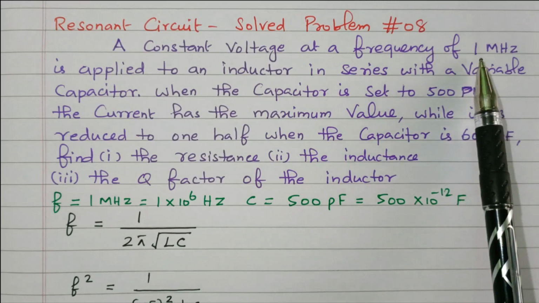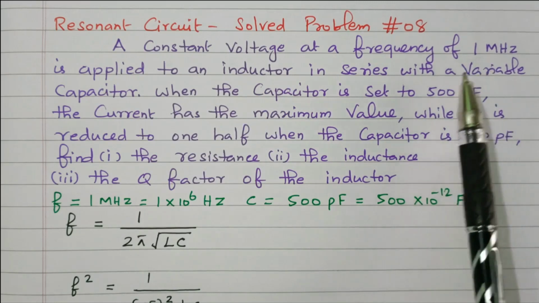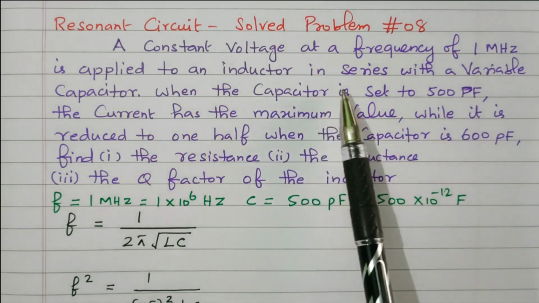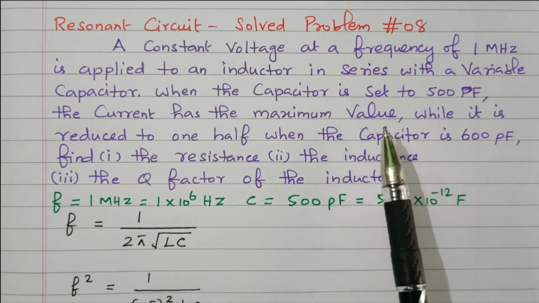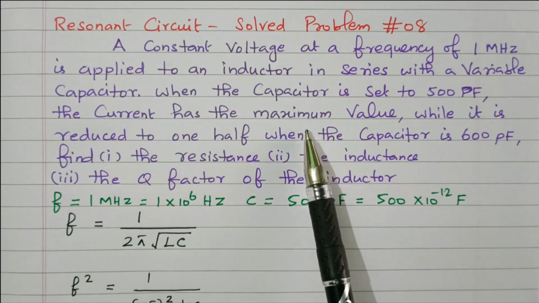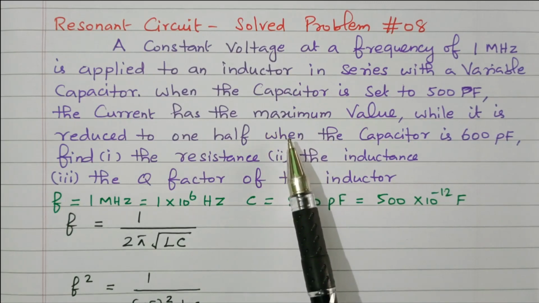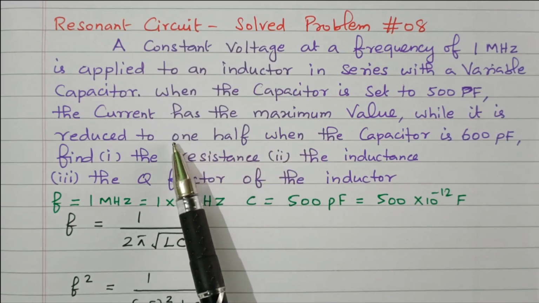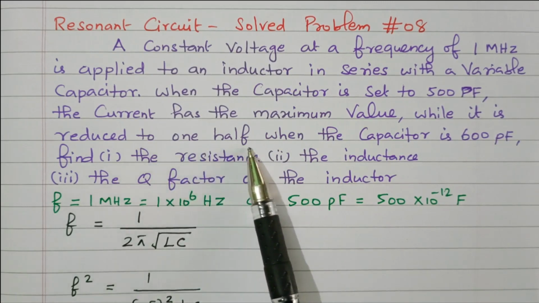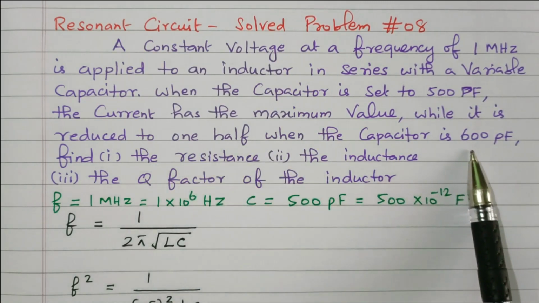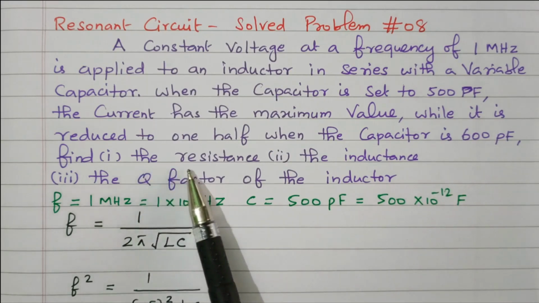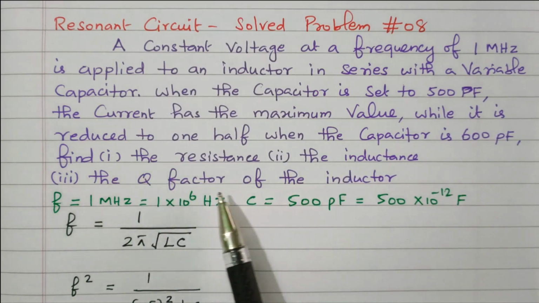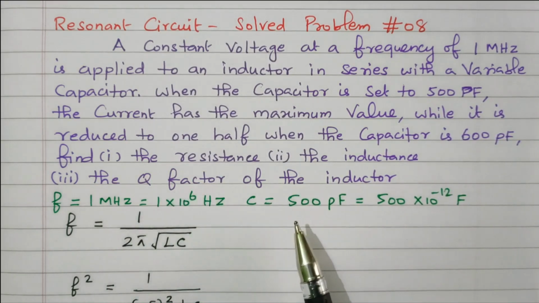So the 1 megahertz frequency is given, inductor and capacitor connected in series, 500 picofarad is the capacitor value. At that time the current is maximum, and the current is reduced to one half when the capacitor value is 600 picofarad. For this we need to find the resistance value, inductance value, and Q factor of the inductor.